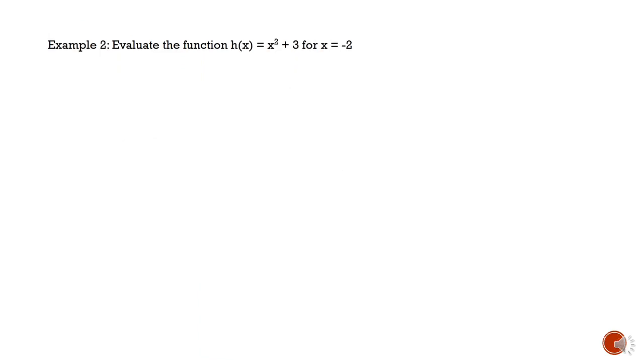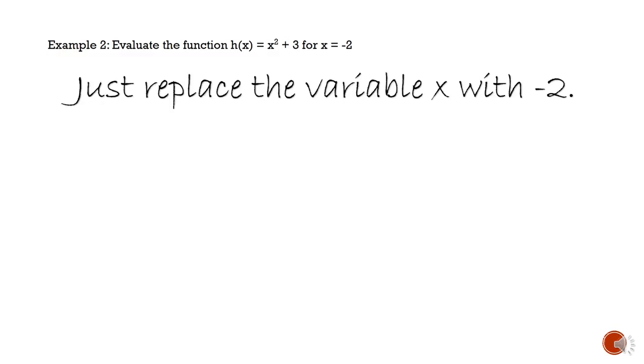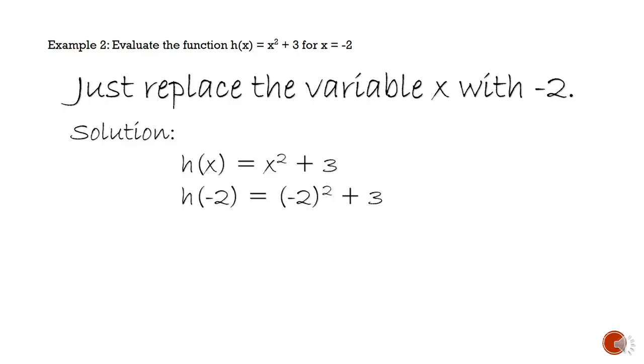Now, let us try another example. Let us evaluate the function h of x equals x squared plus 3 for x equals negative 2. Negative 2 here is the input of the function h of x equals x squared plus 3. That will give you h of negative 2 equals, often in close parentheses, (negative 2) squared plus 3.